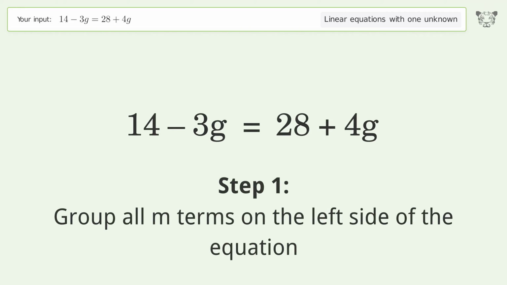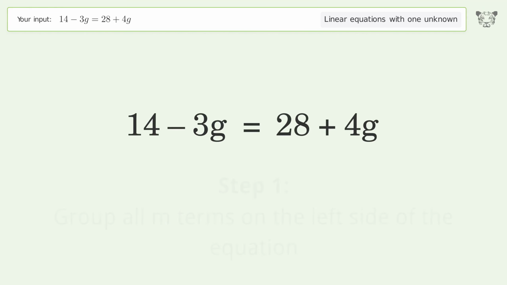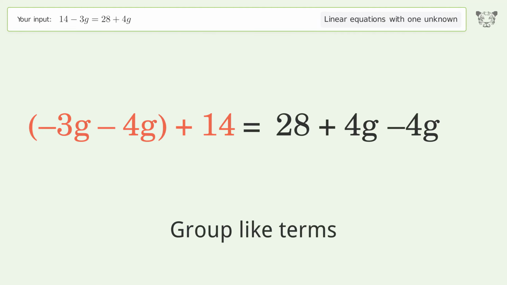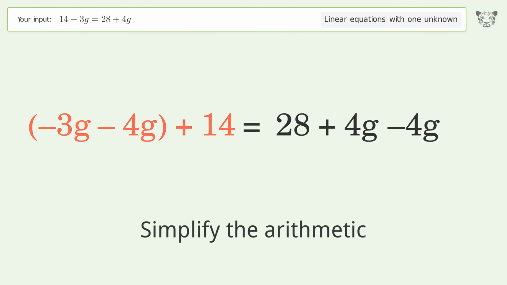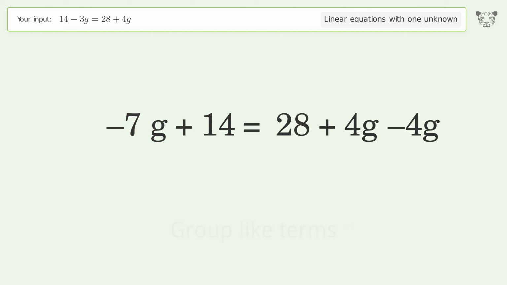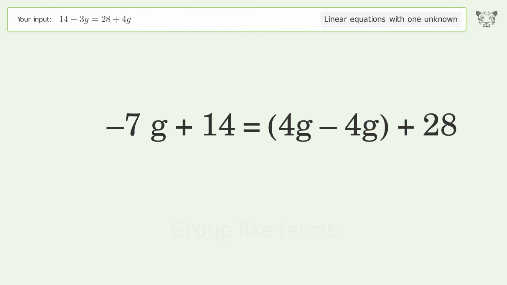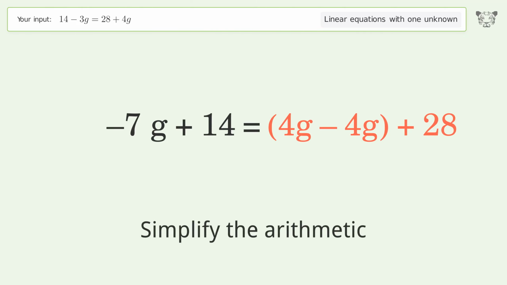Group all m terms on the left side of the equation. Subtract 4g from both sides. Group like terms. Simplify the arithmetic. Group like terms. Simplify the arithmetic.